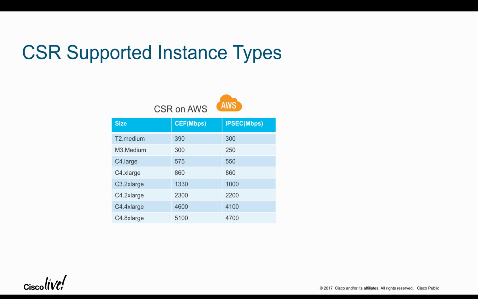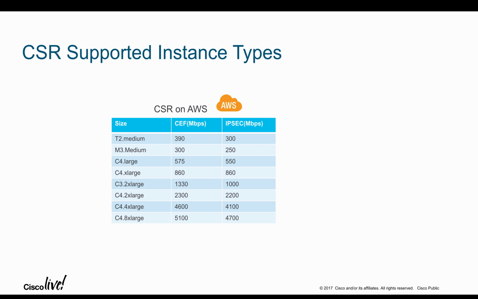We have received a lot of requests from customers who start with the CSR on a smaller instance type. For example, they are using T2 medium. It can do around 200-300 meg of IPsec, which is a pretty good amount of throughput for a small or medium-sized enterprise customer. But if their business has grown a lot and they need more throughput on the CSR, the T2 medium is not going to be enough. So probably you need up to C4 8x large to do around 860 throughput.